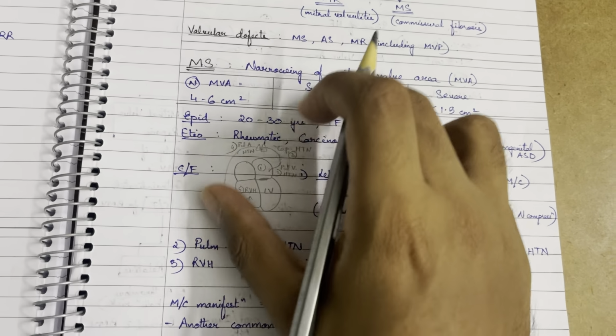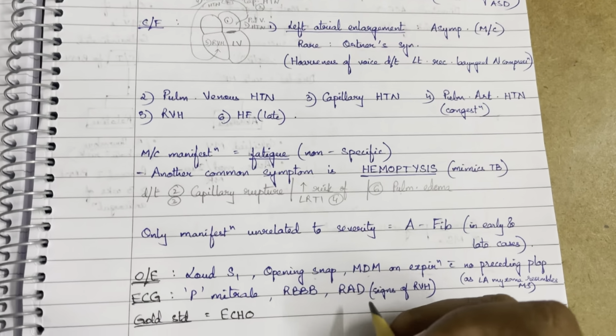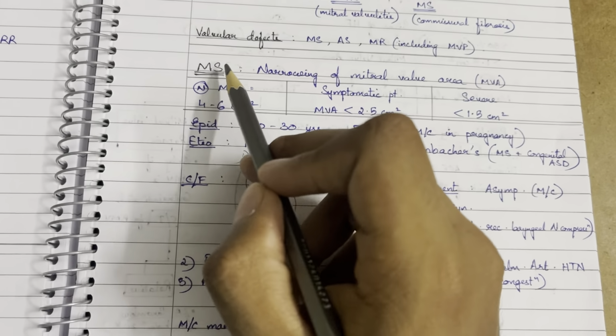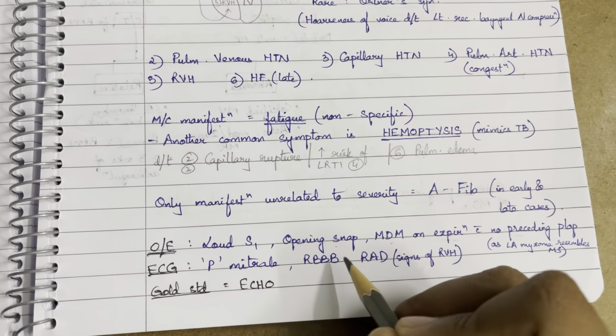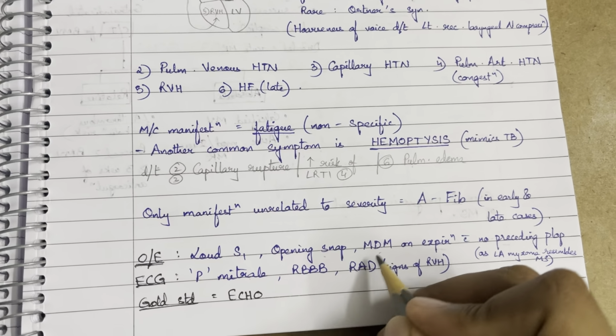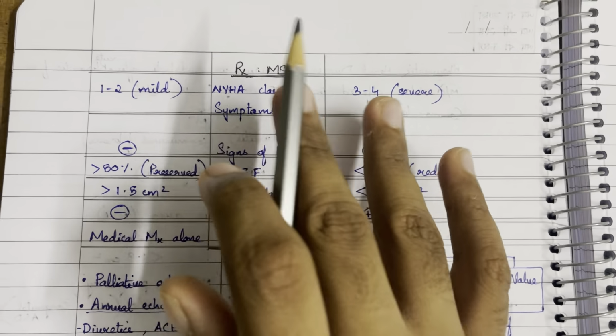So in MS you'll have a mid diastolic murmur with presystolic accentuation, that is important. And you'll also have an opening snap and loud S1, MS mainly S1. Then on ECG you'll have P mitral and also signs of RVH. So you'll have right axis deviation, right bundle branch block, etc. Gold standard is echo. So moving on to treatment, you have to look at NYHA class.